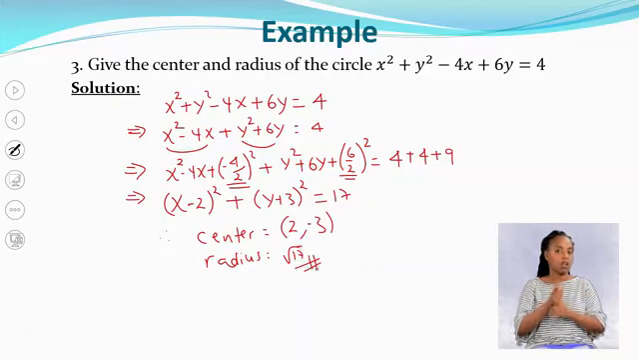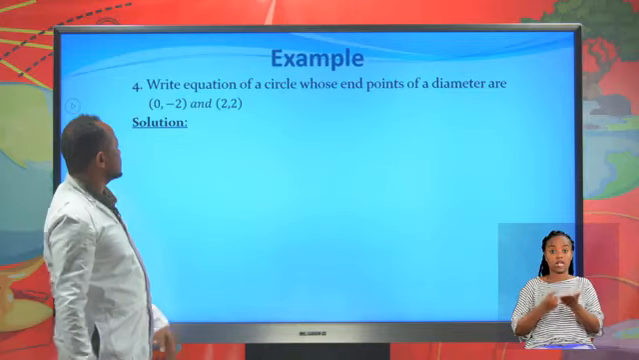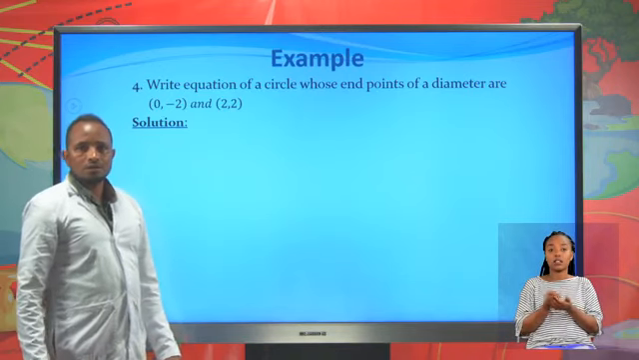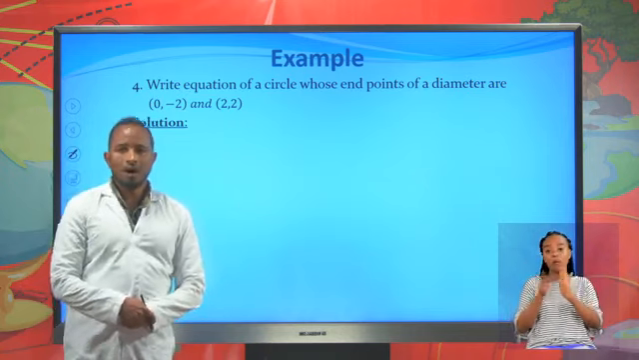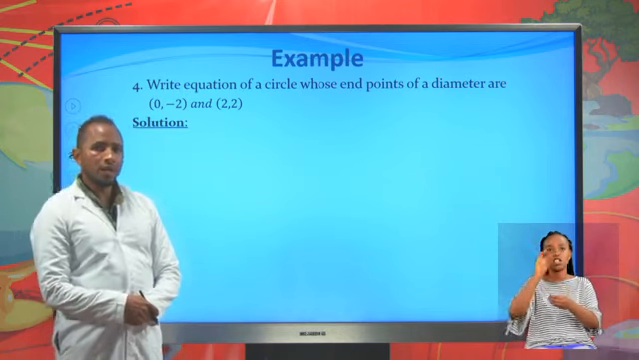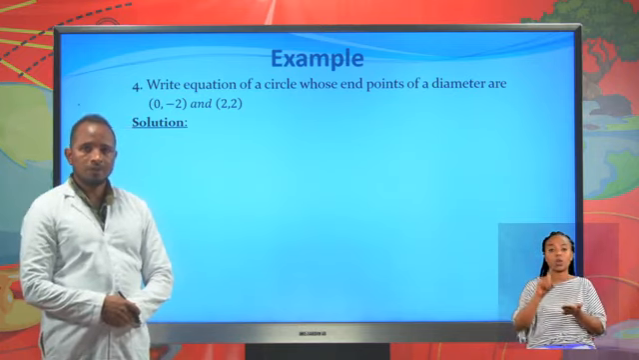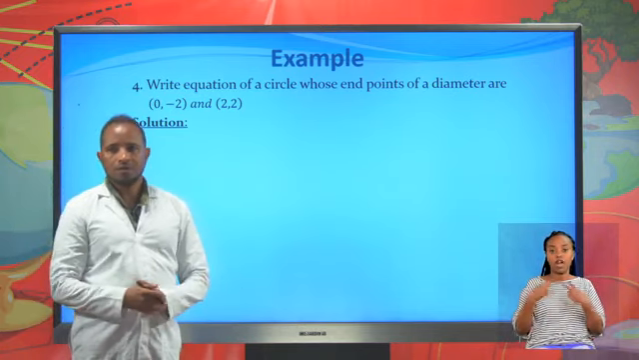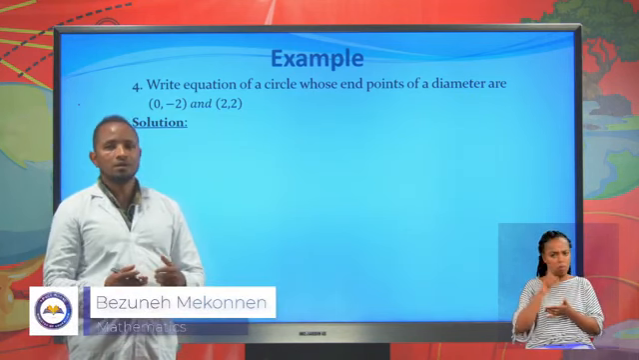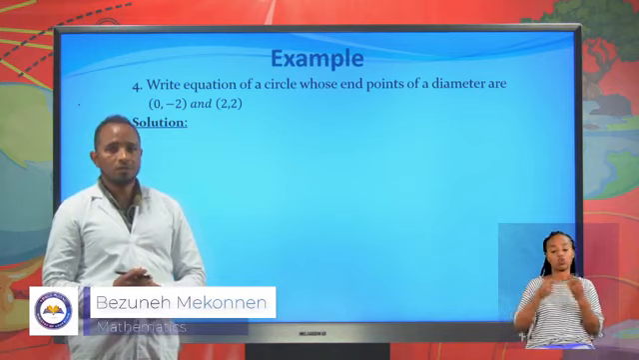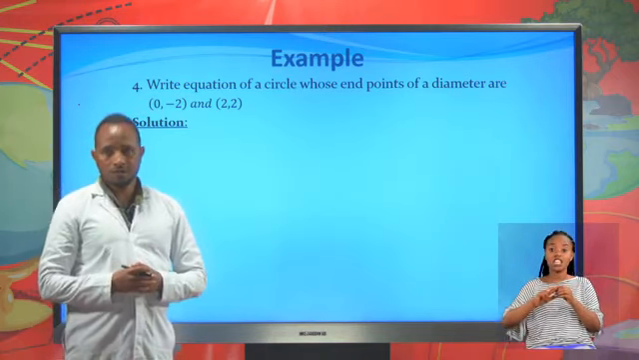Now let's proceed to the next example. Here it says, write the equation of a circle whose endpoints of a diameter are (0, negative 2) and (2, 2). In this question, we don't have the center and radius. To write the equation of a circle, we need to have the center and radius. So from this, we need to find the center and radius of this circle.